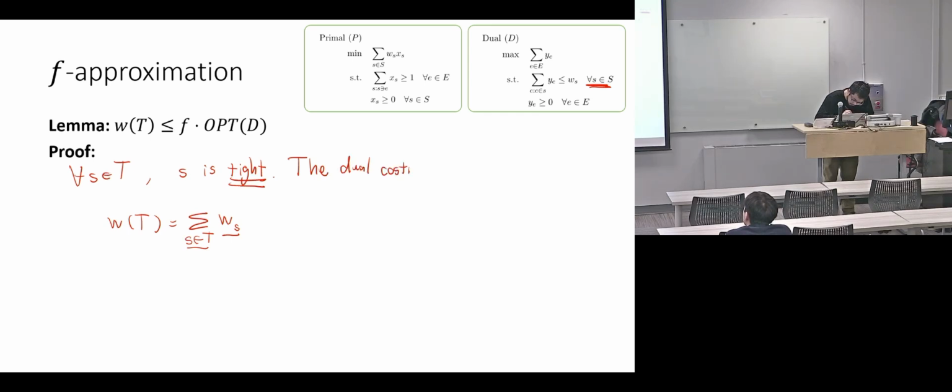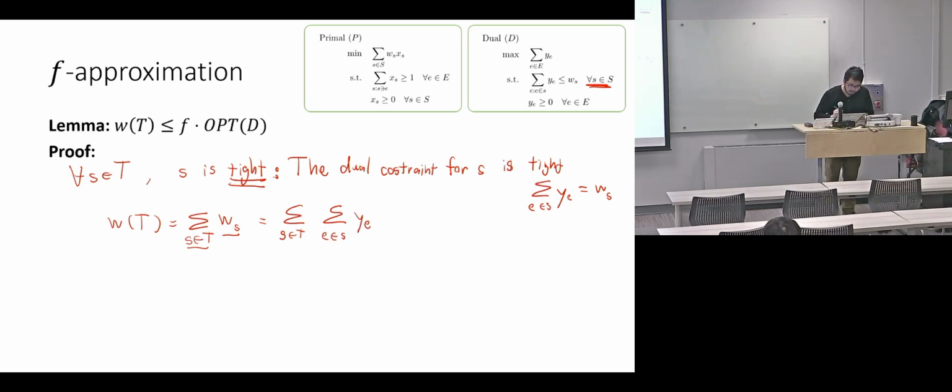The dual constraint for S is tight. So we know that instead of having that for every element in S the sum is at most w_S, we have it to be equal, right? So it means that this is just a sum over S in T and sum of elements in S of y_e.